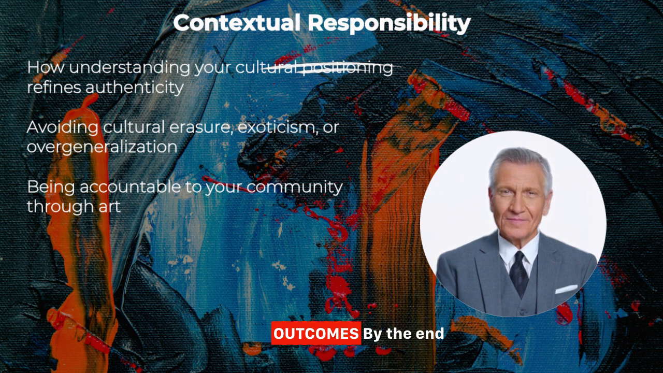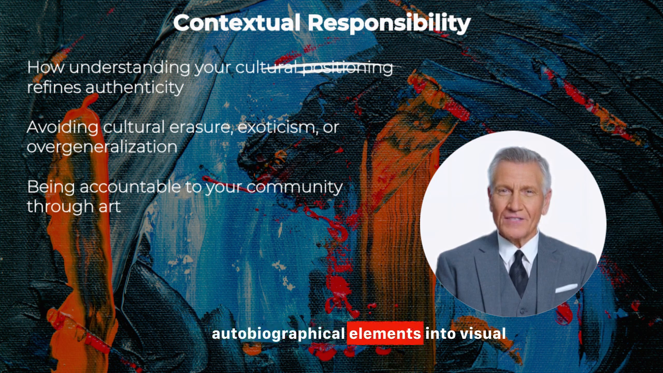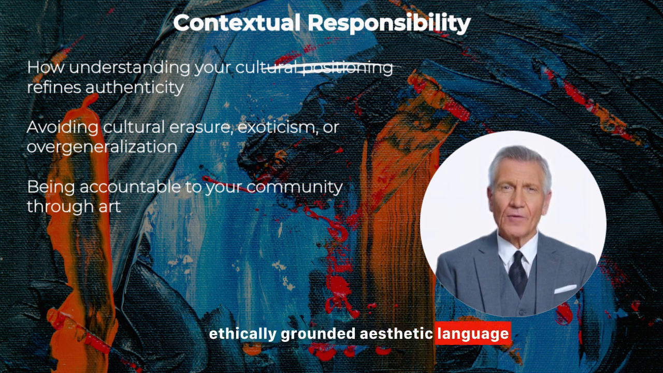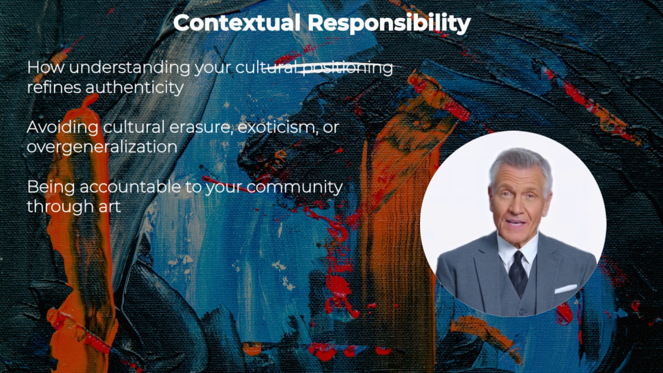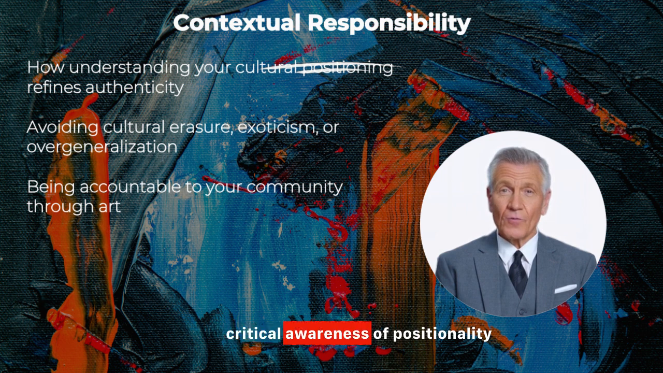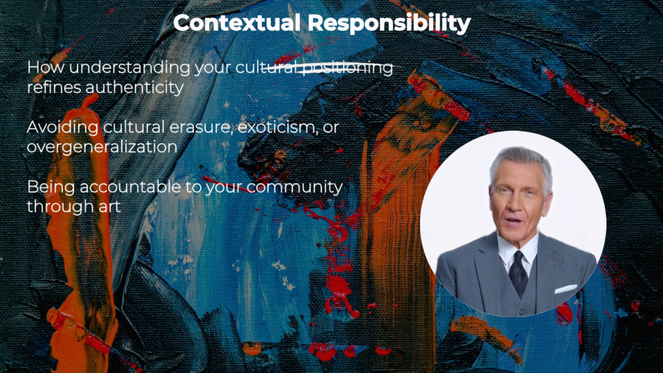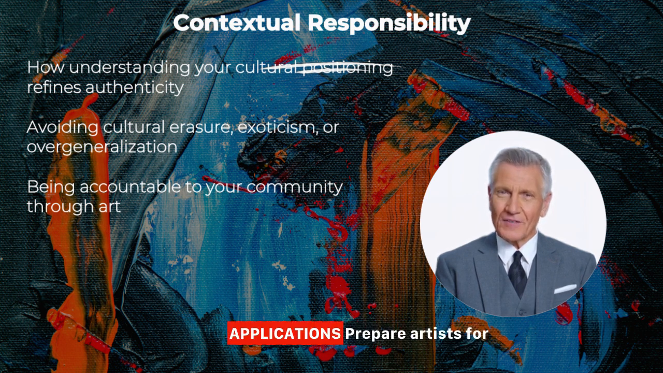Learning outcomes. By the end of this module, you will be able to analyze how personal identity and social context influence style, integrate cultural and autobiographical elements into visual practice, distinguish between cultural homage, appropriation, and reclamation, develop contextually rich and ethically grounded aesthetic language, use stylistic choices as vehicles for empowerment, storytelling, and truth-telling, expand stylistic range through critical awareness of positionality and belonging, build culturally resonant portfolios that speak with honesty and depth.